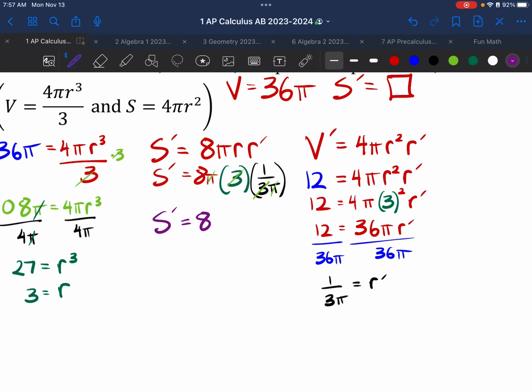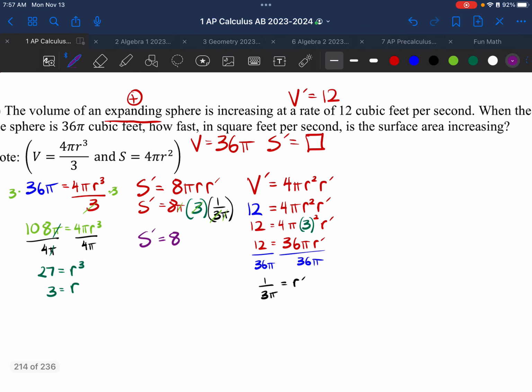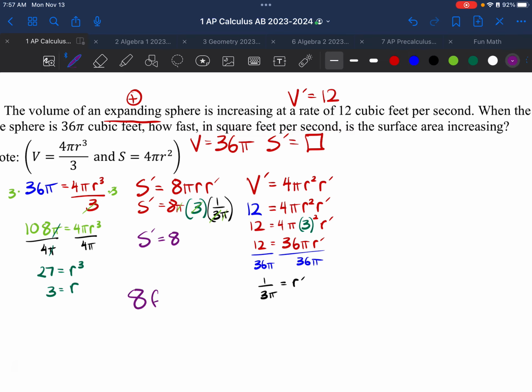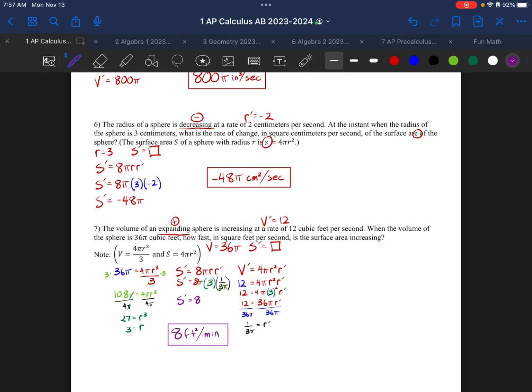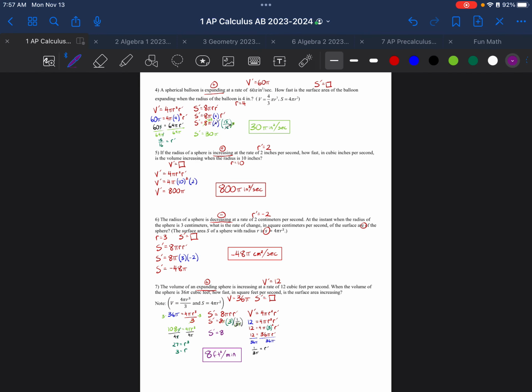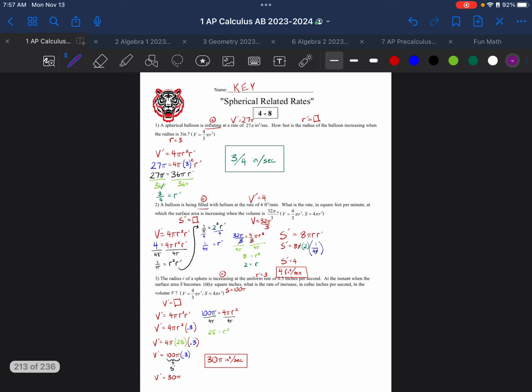And then we need units on this. So for units, it says square feet per minute. I just need to slap that on. I have 8 feet, oh, that's a terrible t, 8 feet squared per minute for my final answer, and I box that. All right. That concludes AP Calculus Worksheet 4-8 Spherical Related Rates.